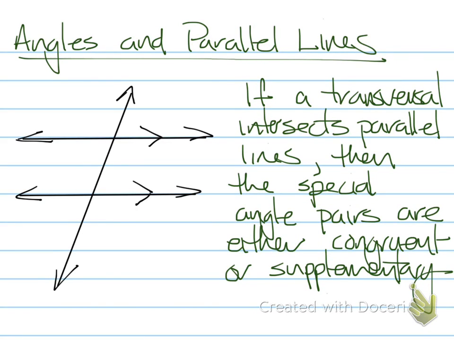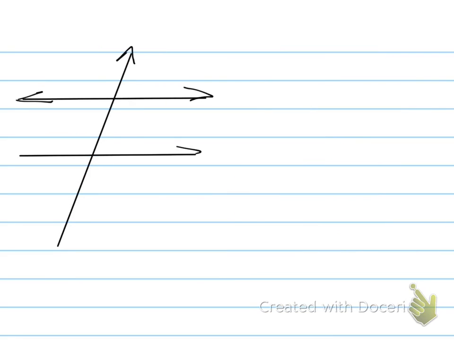In this lesson, we're going to be looking at the relationship between the special angles that are formed when a transversal intersects not just two lines, but parallel lines. So if a transversal intersects parallel lines, then the special angle pairs that are formed are all going to either be congruent or they will be supplementary.